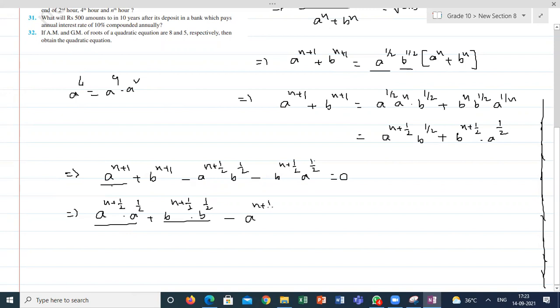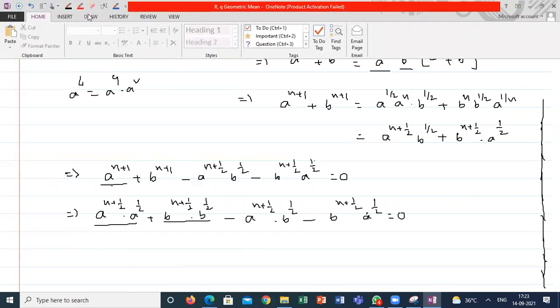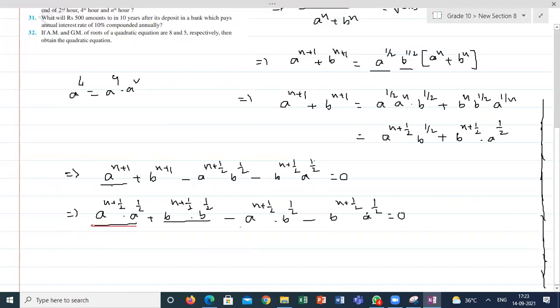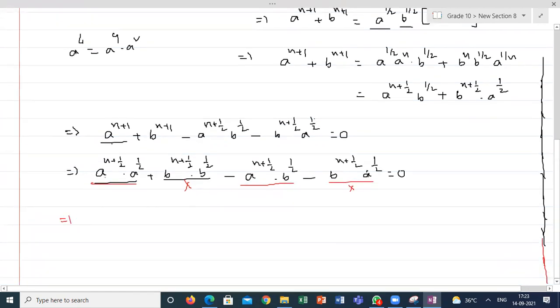Minus a power n plus 1 by 2 into b power 1 by 2 minus b power n plus 1 by 2 into a power 1 by 2 is equal to 0. So I'm underlining the terms I'm taking common here. I'm taking a and again a, this one, and this one and this one I am considering for taking the common terms. If I'm taking a power n plus 1 by 2 common from these two terms, I will get a power 1 by 2 minus b power 1 by 2. Same as if I'm taking common b power n plus 1 by 2 from the marked terms, what will I get?